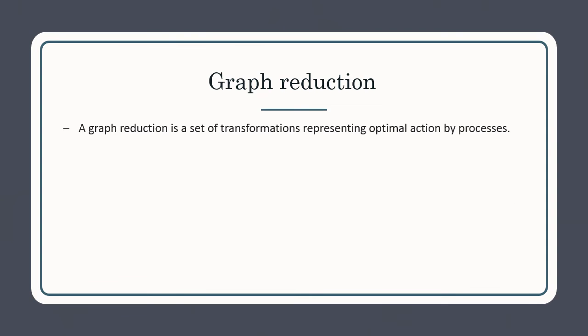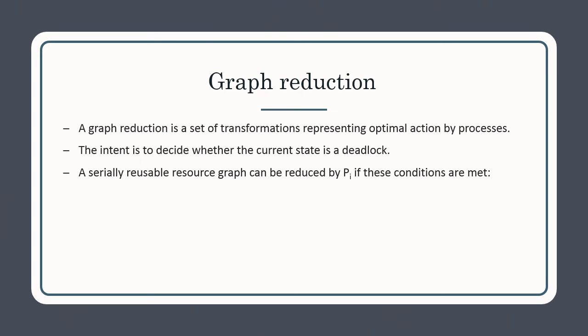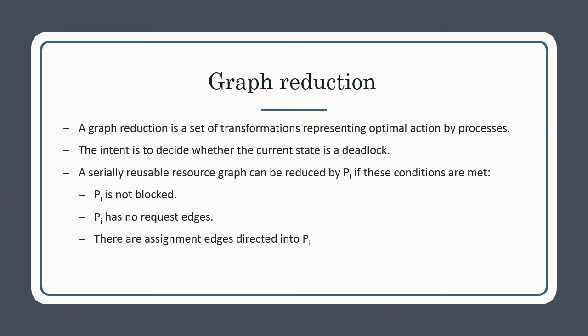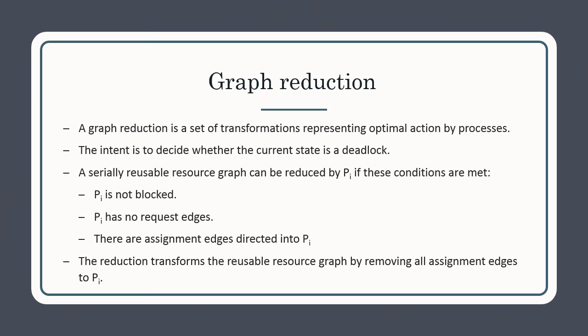Graph reduction. A graph reduction is a set of transformations representing optimal action by processes. The intent is to decide whether the current state is a deadlock. A serially reusable resource graph can be reduced by Pi if these conditions are met. Pi is not blocked. Pi has no request edges. There are assignment edges directed into Pi. The reduction transforms the reusable resource graph by removing all assignment edges to Pi.